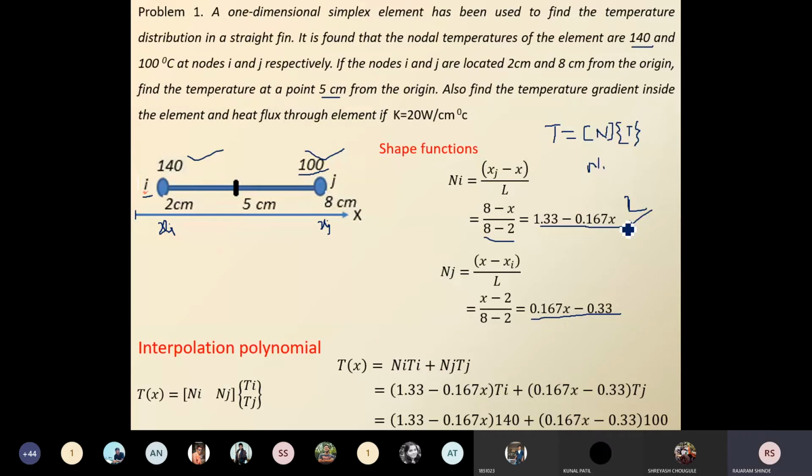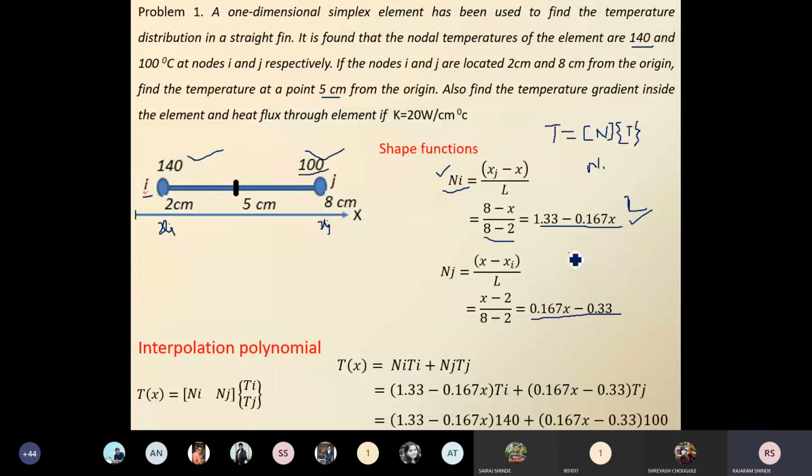What is the value of shape function at node number I? Ni at I, put the value here and calculate. 0.996, 0.99 means it is nearly equal to 1. Means your shape function Ni is correct. Again, if you put x is equal to 8, what you will get here? Zero. Okay, that means this shape function is satisfying your properties.